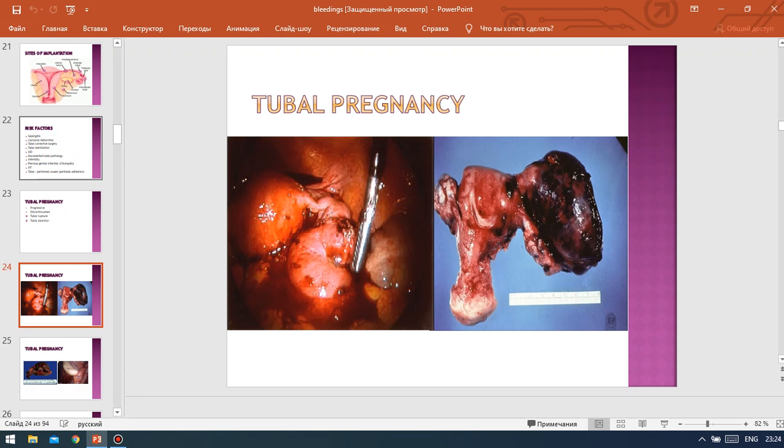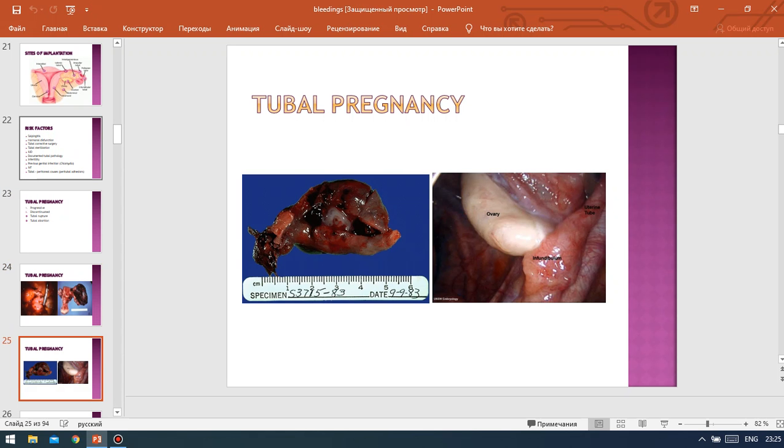In this picture you see the dilation of the tube, and in the next picture you see a big hematoma on the left side of the uterus, because we have rupture of the tube. Here we have an extrauterine pregnancy, and we have an embryo at approximately 6 to 8 weeks of pregnancy.